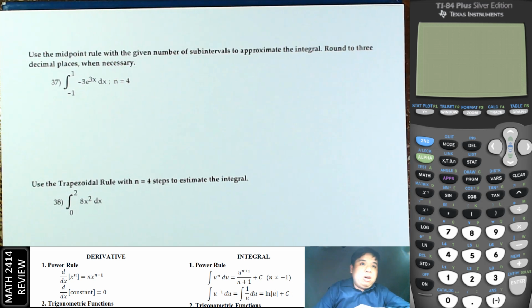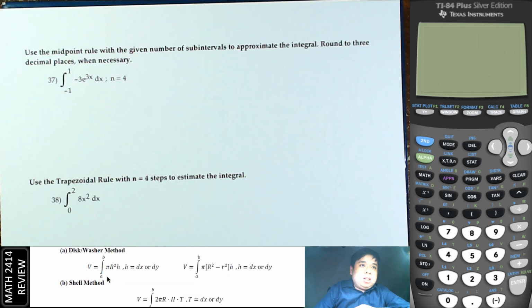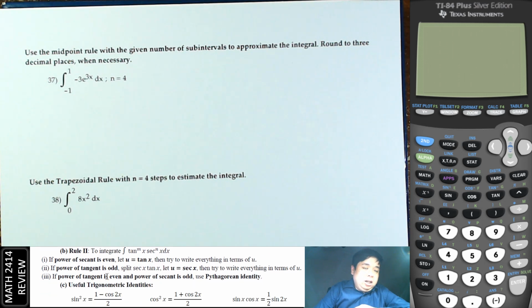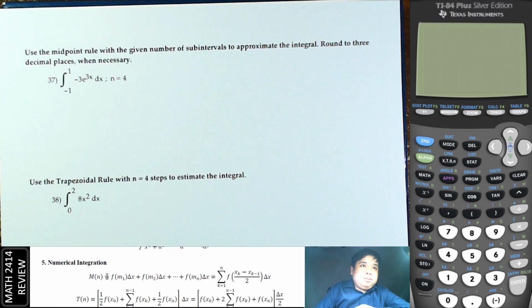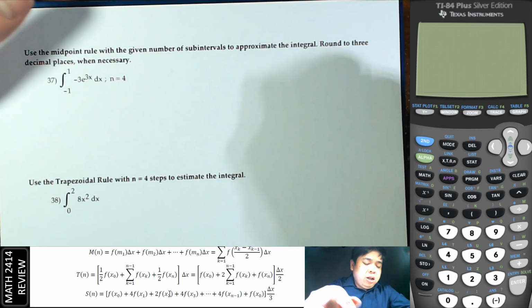We continue the review of Calculus 2. For the next questions, we will look at numerical integration. So we have the midpoint, the trapezoid, and the Simpson rule. Right, let's look at this example.